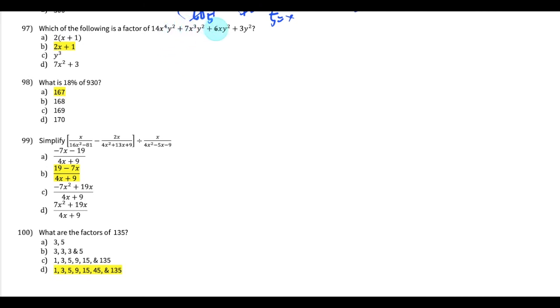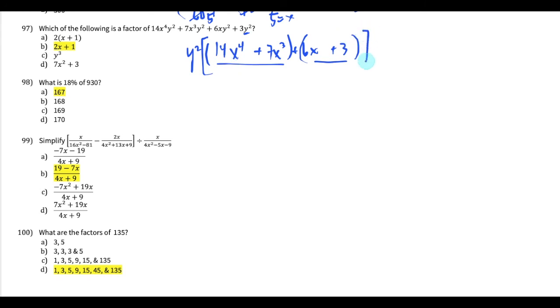Number 97, which of the following is a factor of 14x raised to 4, y squared plus 7x cubed, y squared plus 6xy squared, 3y squared. So pwede natin ilabas yung y squared. 14x raised to 4 plus 7x cubed plus 6x plus 3. Okay? Let's use grouping method. Let's group this and then let's group this one. Okay? Magiging ganyan kasi mali na pag nilagay ko eh. Nilagay ko lang to na wala yung bracket.